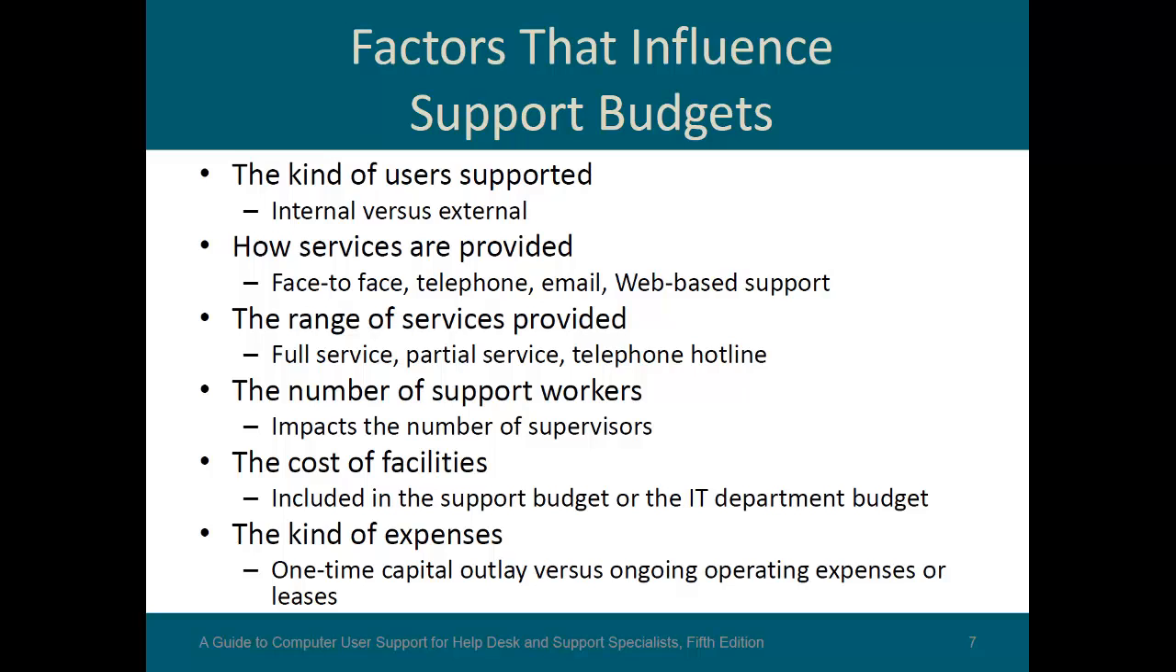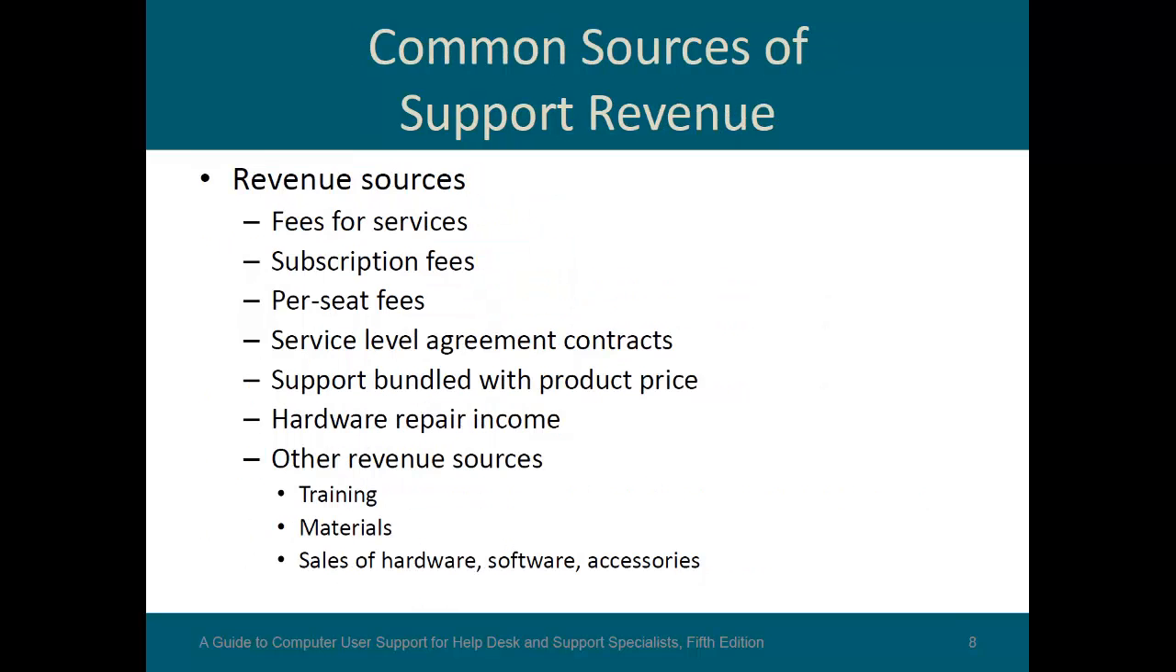The cost of facilities, what type of expense is being incurred in the office. There's class A, B, C, etc. types of locations that could make a difference in the cost of being at that location. The kinds of expenses: one-time capital outlay versus ongoing operating expenses or leases.